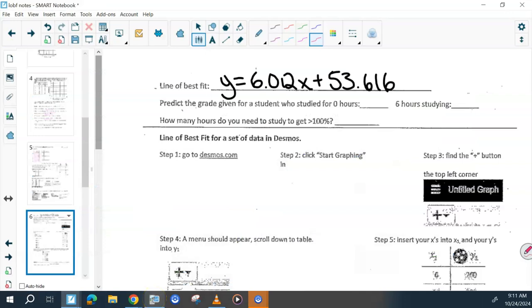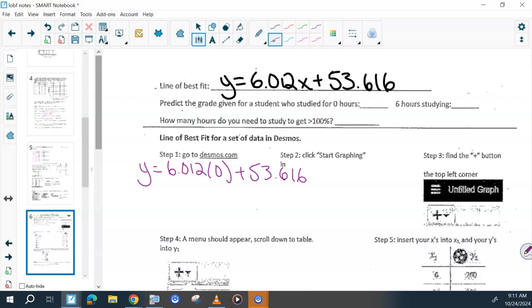Now, to answer the other questions: predict the grade for a student who studied for 0 hours. If it gave us 0 hours, is that x or is that y? X. So we can do one of two things. I'm going to show you how to do this in the calculator, but you could also do it by hand. You could always do these by hand. So if this is x, I would put that in for x, using function notation, to find my y.